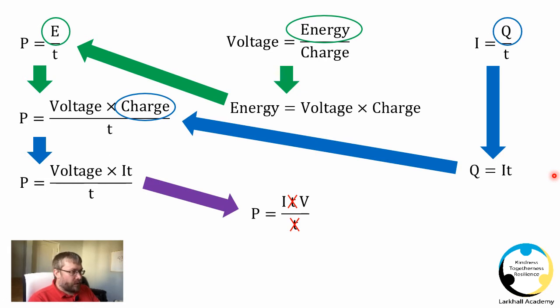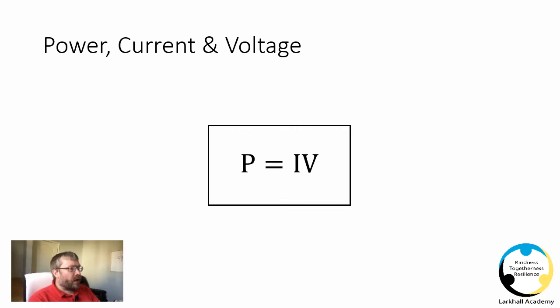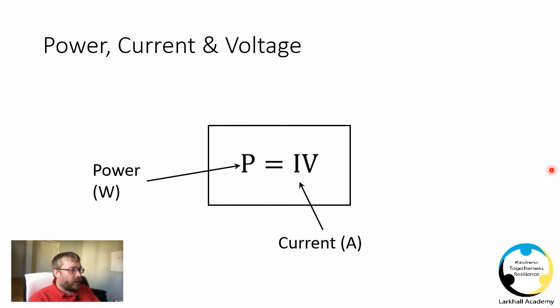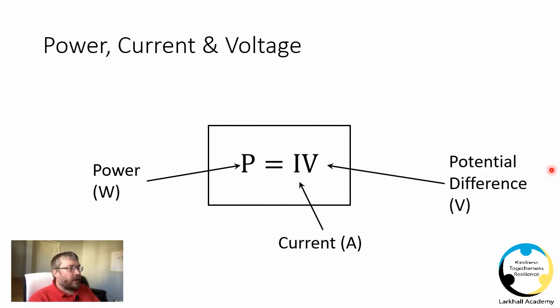So let's just simplify that down. We'll cancel these out, and that brings us to our equation here. Power is equal to current times voltage, and this is the step that we were looking to get to. Okay, so we've now got an equation which links power to current and voltage. So let's have a look at this equation. Power is equal to the current measured in amperes multiplied by the potential difference in volts.